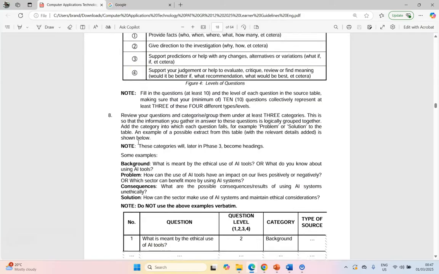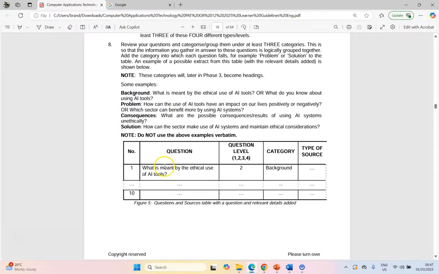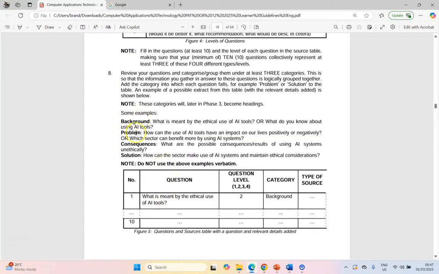The other thing to take note of is the questions must be able to be grouped into categories. Now they give you some examples of categories: background, problem, consequences, solutions. You don't have to use them. You can make your own categories. So they give you actual information, like what is meant by the ethical use of AI tools. That's the background of it. The problem: what are the issues, or how is it impacting us? Consequences: because of this problem, what is happening?